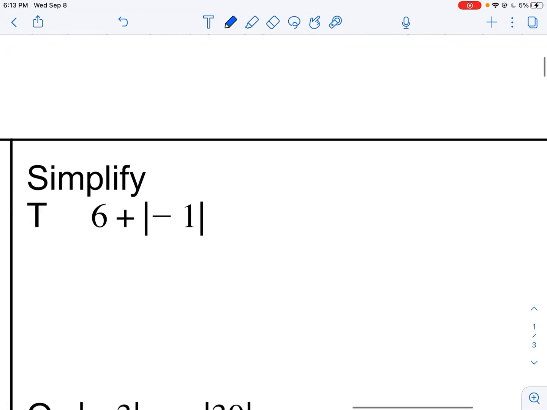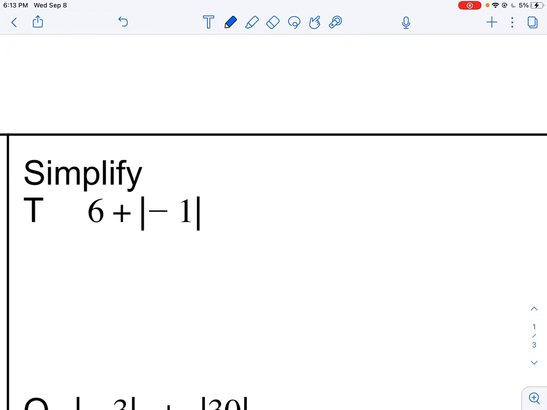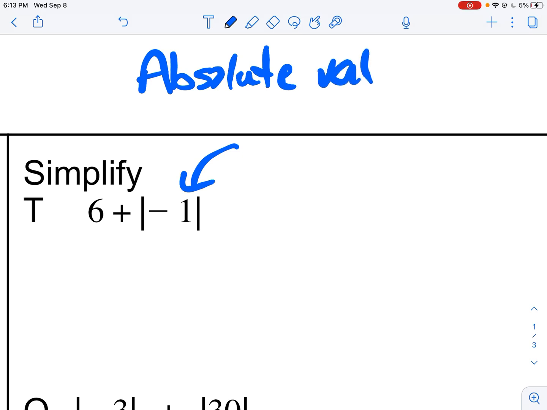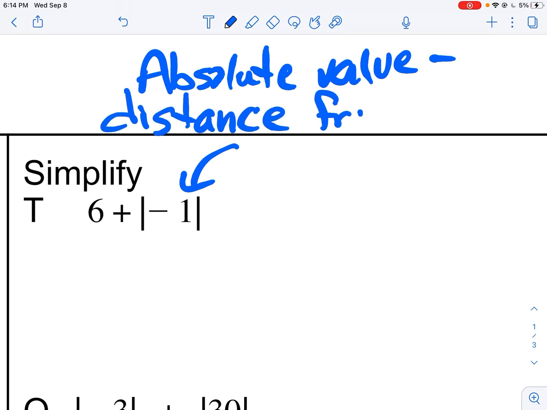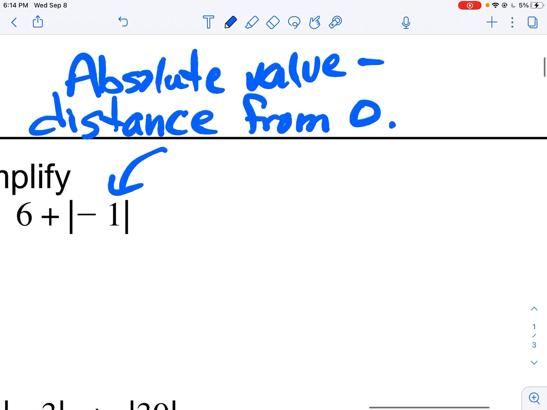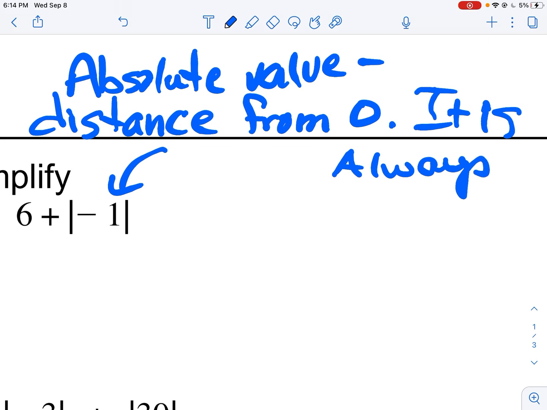Okay, over here. So, absolute value. Absolute value. Oops, I can't spell. Is the distance from 0. Give you a hint. It is always positive.